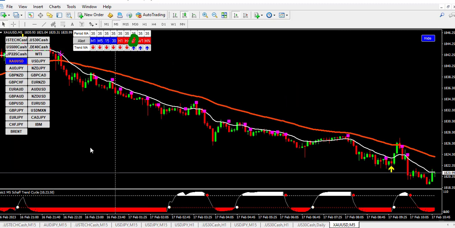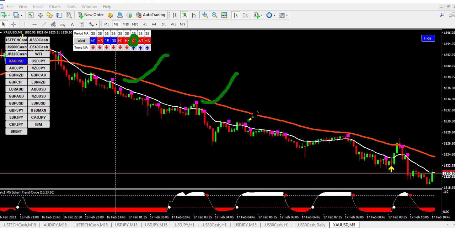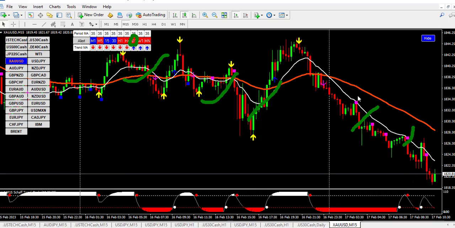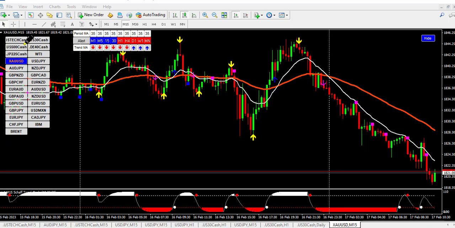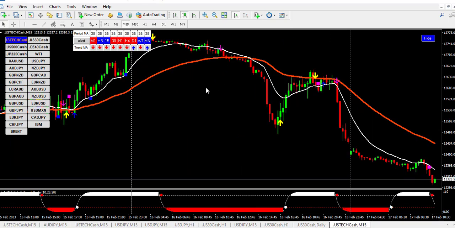And on 5 minutes, we have a lot of opportunity to enter this particular trade. So this is how to use this particular strategy. And on 15 minutes too, we have opportunity to enter this particular trade also. As you can see here, we have a lot of opportunity to enter this particular trade and ride the trend. So this is how to use this particular strategy. Now let me show you the setting for each of the indicators I use for this particular strategy.